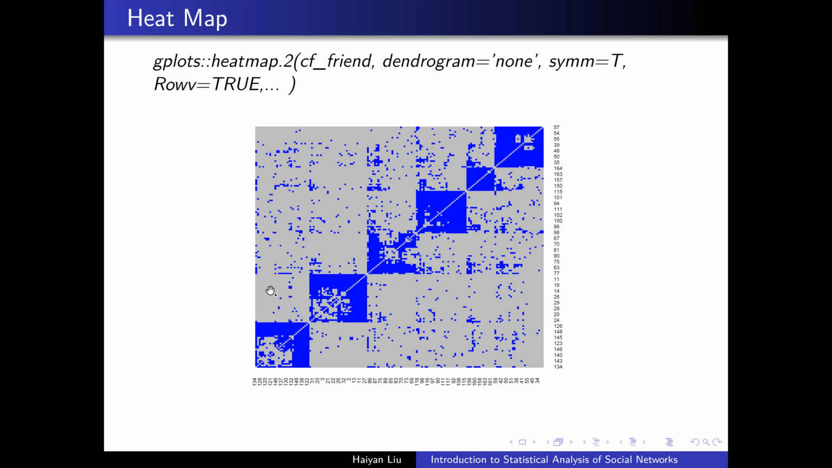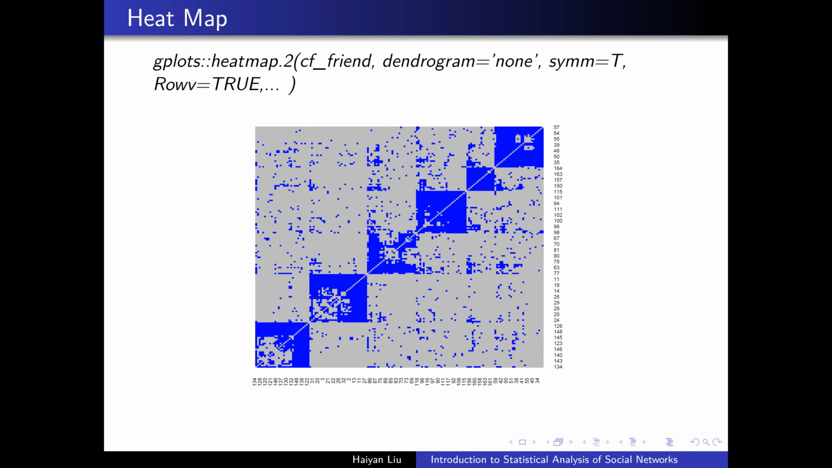By observing the patterns in the heat map, we can notice that there are 6 blocks. Within each of those 6 blocks, the blue color is darker. It means that there are more connections within those 6 blocks. Therefore, we have clusters, 6 clusters. So the heat map plot is a very effective way to help us understand the clustering properties in a network.